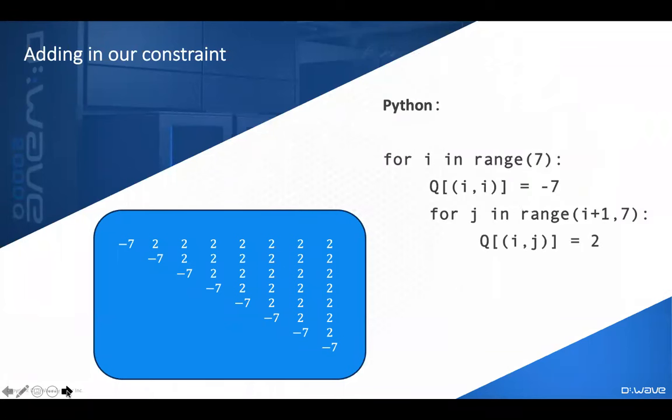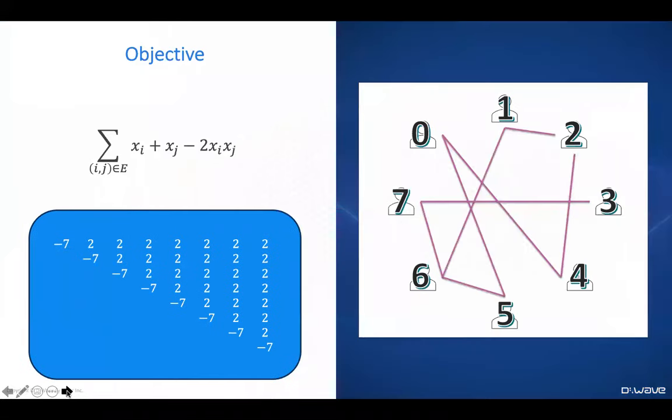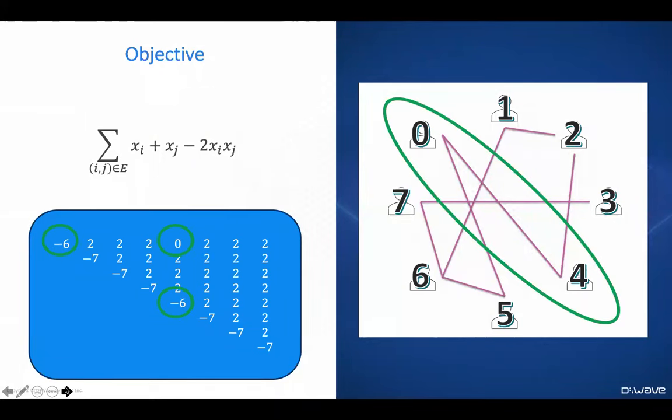So here's some Python to do that. We just set up the Q matrix, put minus 7 on the diagonal there, the i terms, and the ij's are all 2. Notice the iterating, not very complicated Python. Now, to put in the objective, what I've got to do is iterate through my edges, and for each one, I've got to add terms xi and xj and minus 2 xi xj. And the way that works affects the following terms.